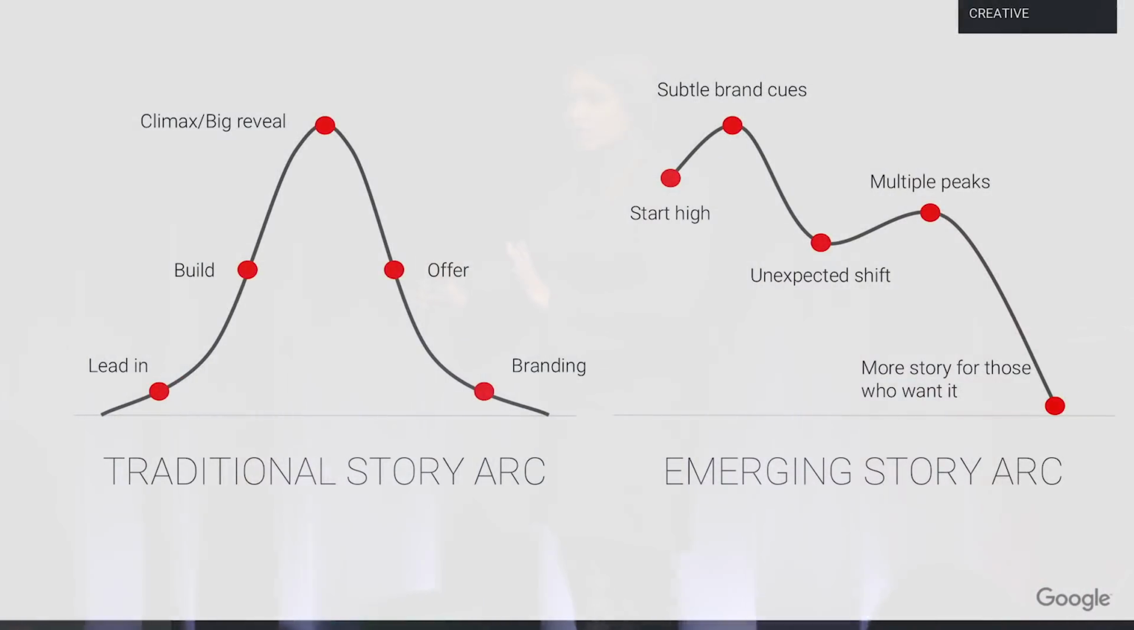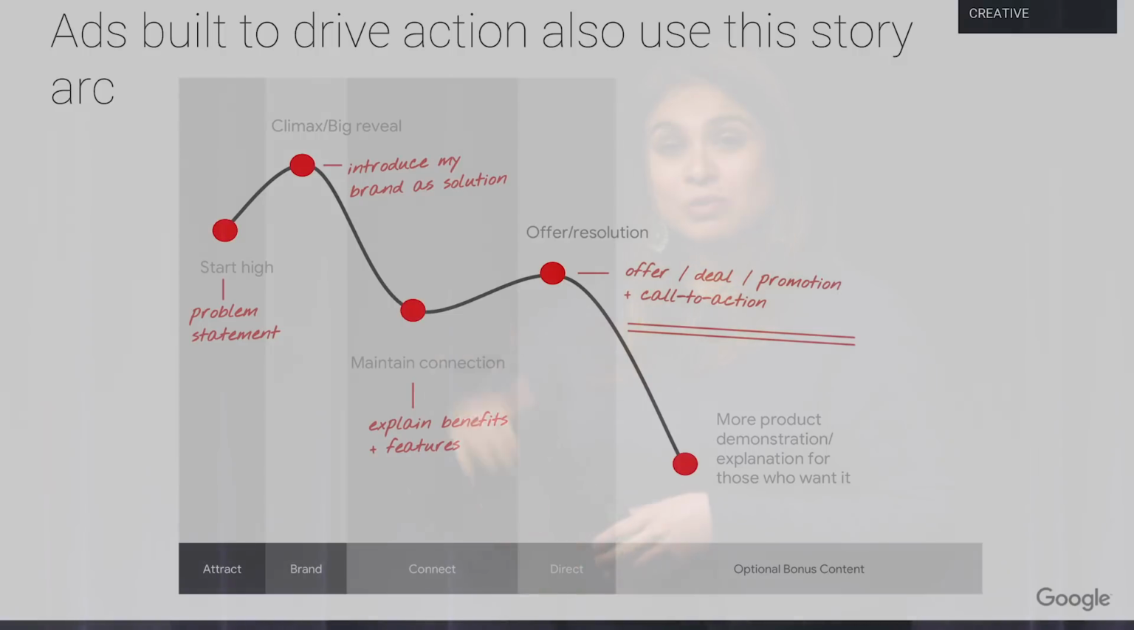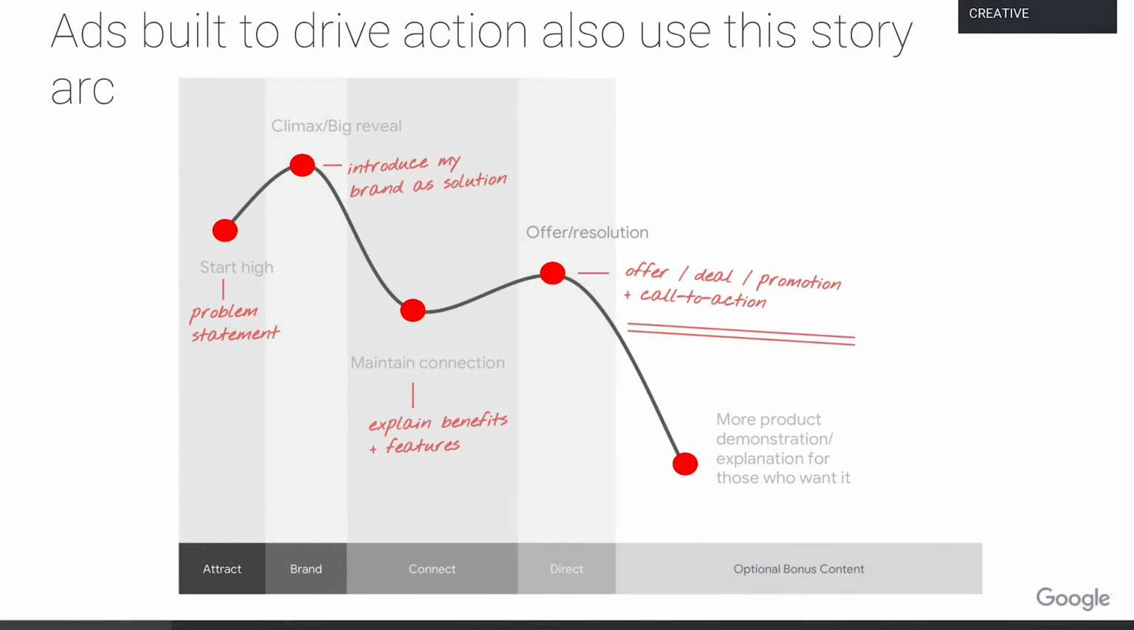So typically what we've seen with most ads is that traditional story arc. You lead them in, you build them up, you have the big reveal, the offer and the branding. We saw from the video when we raised our hands that people aren't making it to that point already when we take them on that journey. They're bouncing right away. So we have a different arc that we want to focus on. We call this the emerging story arc. And this one, we're just starting high. We're hooking them right away. We're capturing their attention right away. We give those subtle brand cues, so we're being natural with it, but we're still being intentional so that they become aware of the brand already.